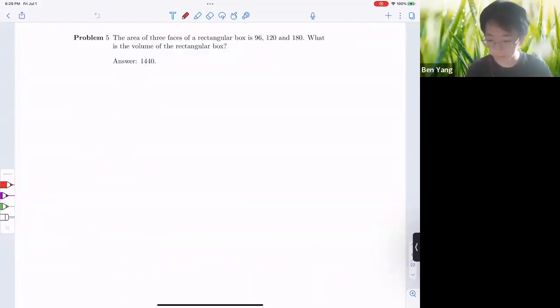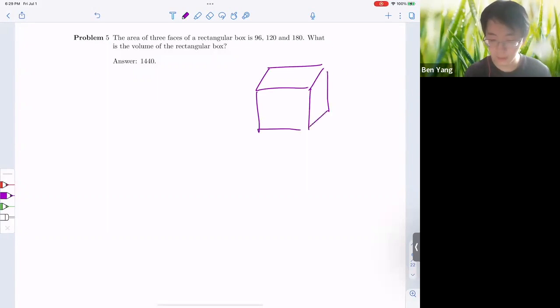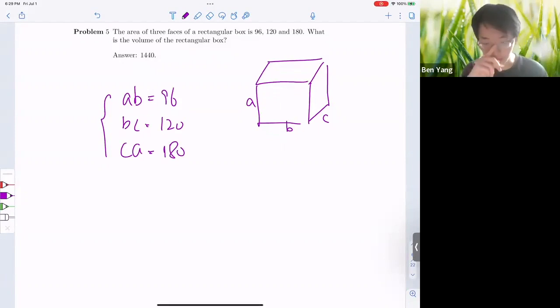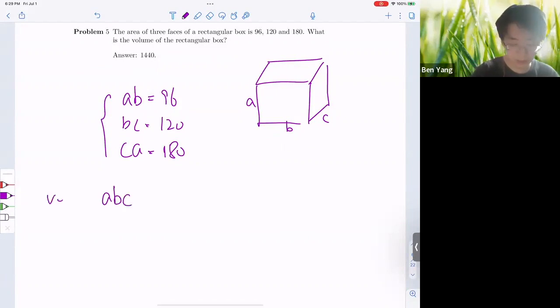Question number 5. The areas of 3 faces of a rectangular box are 96, 120, and 180. What's the volume of the rectangular box? Cool. So assume that the rectangular box is A by B by C. Then we have 3 conditions: AB is 96, BC is 120, CA is 180. I guess the order here does not matter. Our goal is to find the volume, and again, the volume is just the product of the 3 numbers A, B, C.